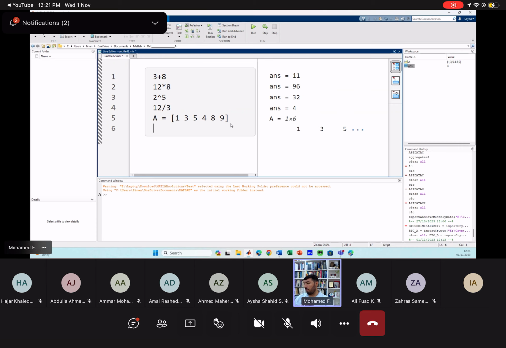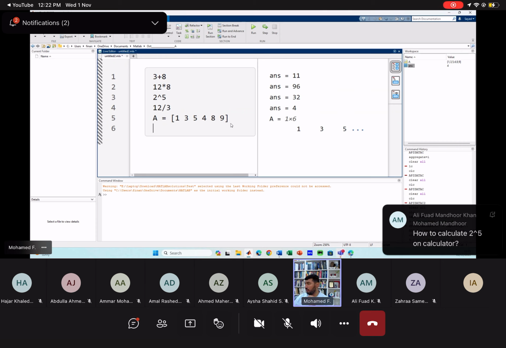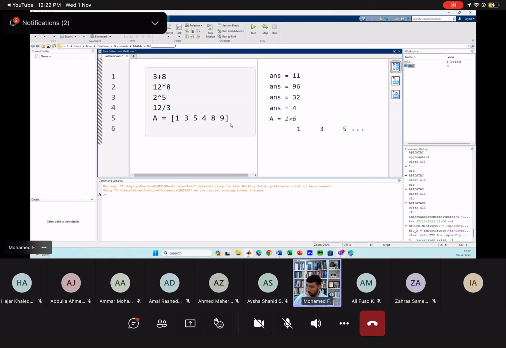You can multiply the vector. How to calculate 2 to the power of 5 on the calculator? There is a power in the calculator, which you can just write 2 to the power of 5 on the calculator. It looks like this. Okay, I don't know if you can see it or not. And once you click answer, it will give you what? 32.